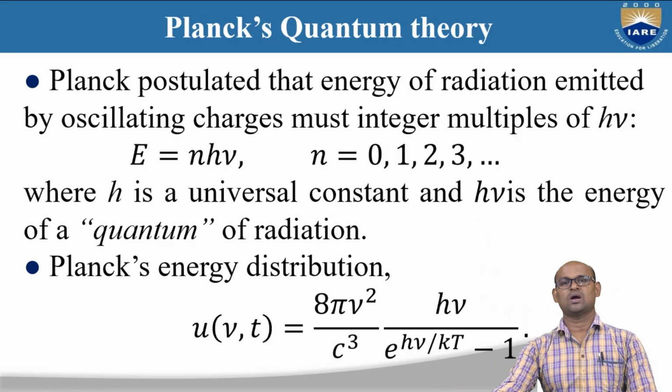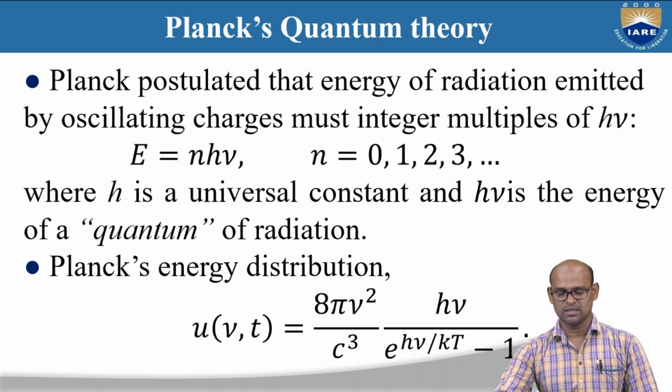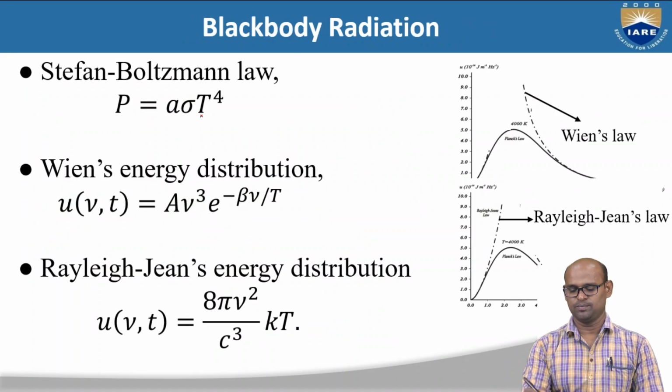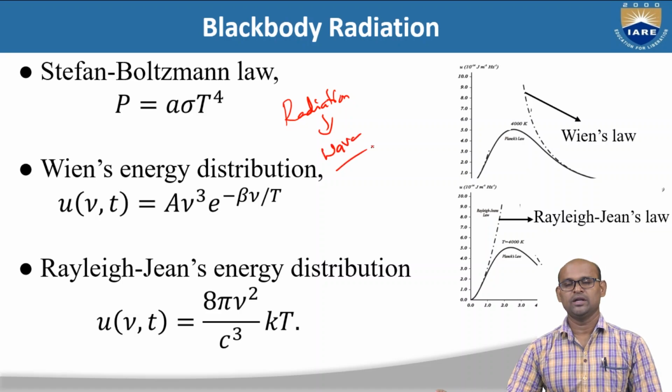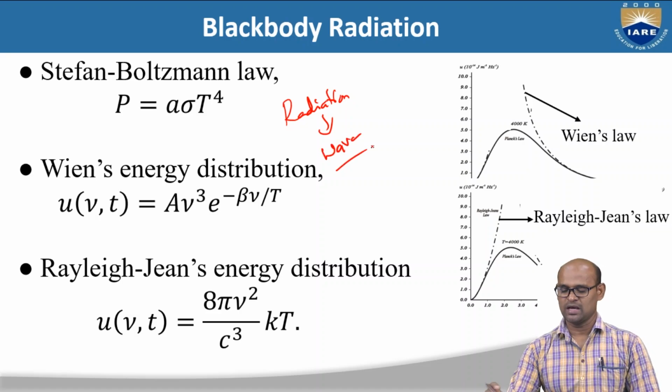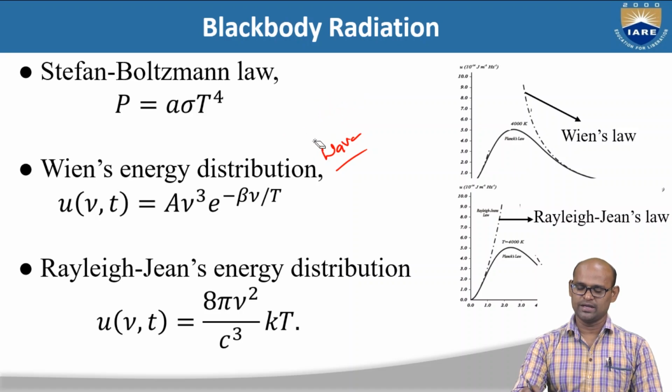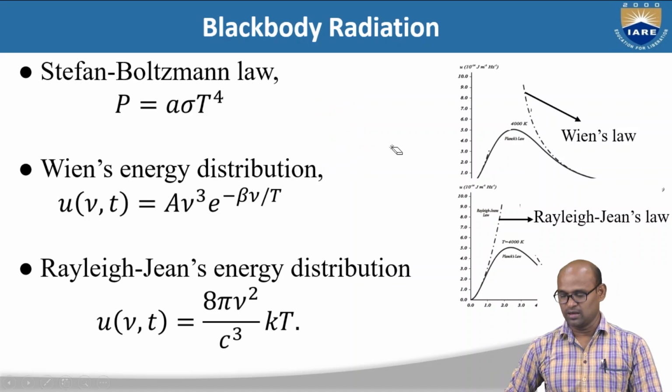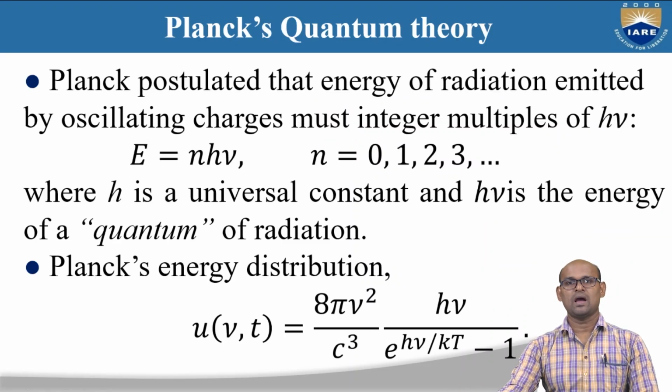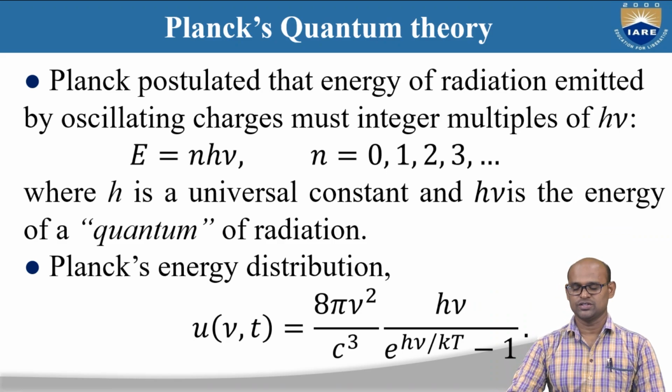So Planck had to come up with his own idea. In these theoretical equations, they are using radiation as a continuous wave. They are treating radiation as a wave. By treating radiation as a wave, they are not able to explain the black body radiation experimental results.